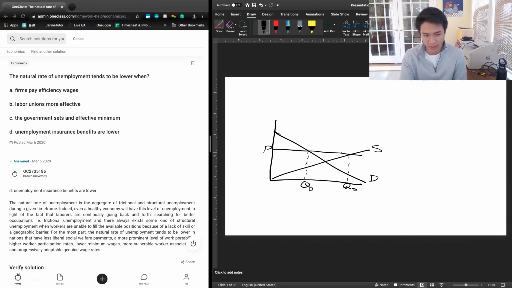And so the stronger minimum wages and the higher minimum wages, the higher our unemployment is going to be. So looking at answer choice C, it says the government sets an effective minimum. And so what that would lead to in terms of our structural unemployment is going to be high unemployment due to the strong price floor, right? And so that's going to actually increase the natural rate of unemployment because it increases structural unemployment. So we know C is not going to be the right answer because we're looking for a reason why the natural rate of unemployment would be lower.